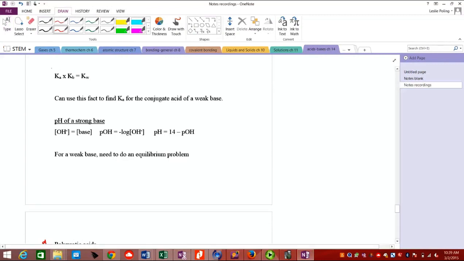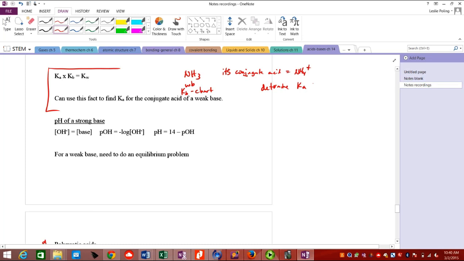Now, we can use that fact to find the Ka for the conjugate acid of a weak base. So NH3 is a weak base. So its conjugate acid is the NH4 plus. This Kb we would find in a chart, and then we could determine Ka.